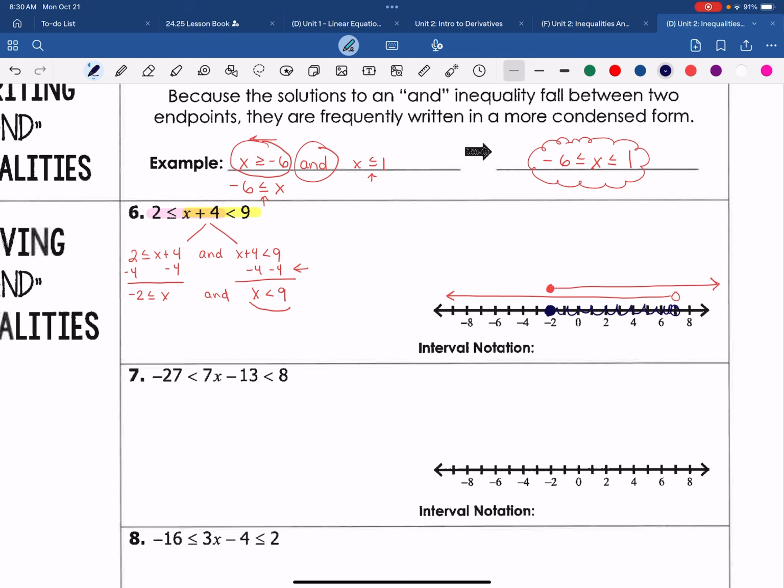I could write this as a compound inequality, as one inequality, like this. Again, this is my minimum value, and this is my maximum value. And you see that here. This is my minimum. This is my maximum. None of this is part of my solution set because I don't have that in common with both inequalities.